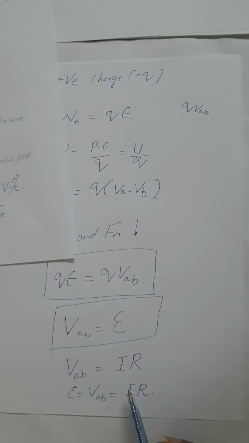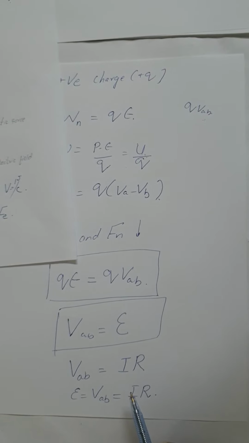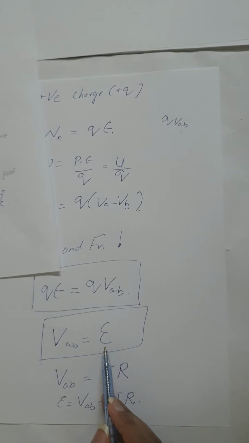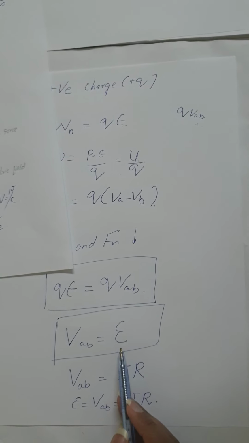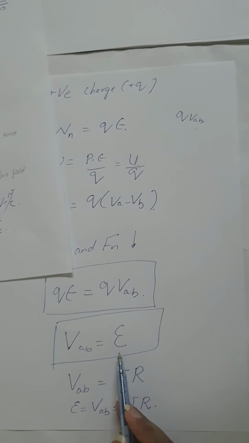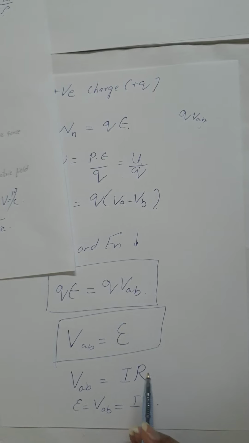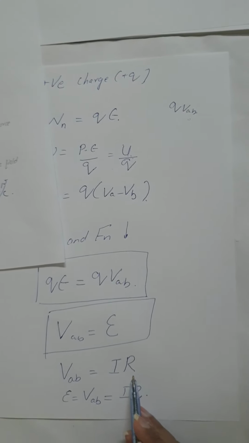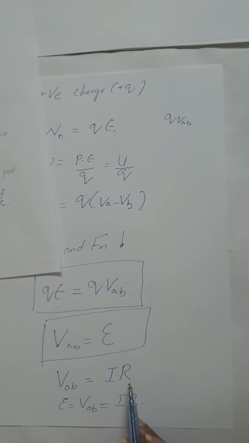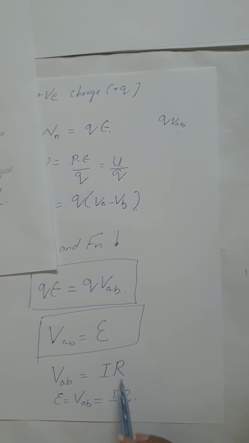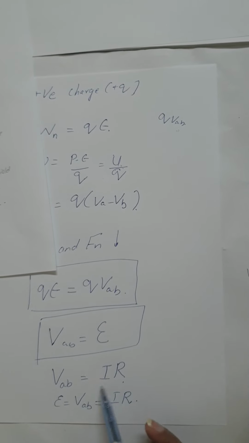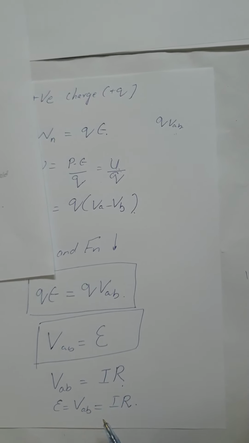So when a positive charge Q flows around the circuit, the potential rise E as it passes through the ideal source is numerically equal to the potential drop Vab is equal to IR as it passes through the remainder of the circuit. So once E and R are known, this relationship determines the current in the circuit.